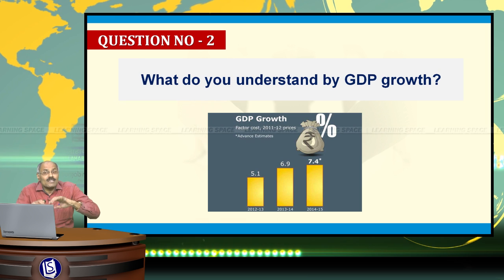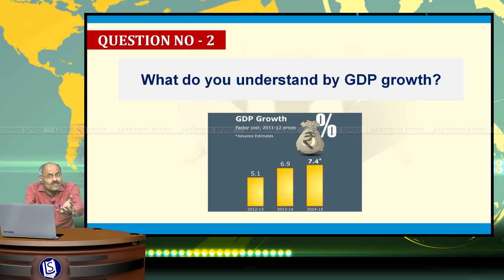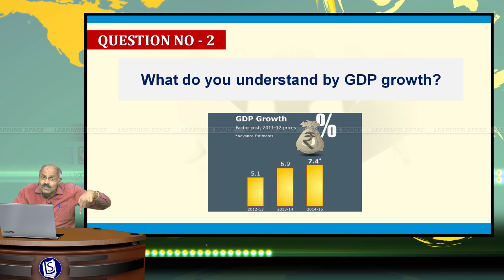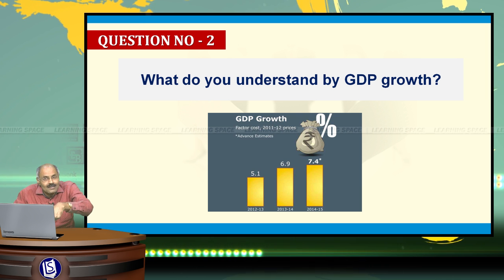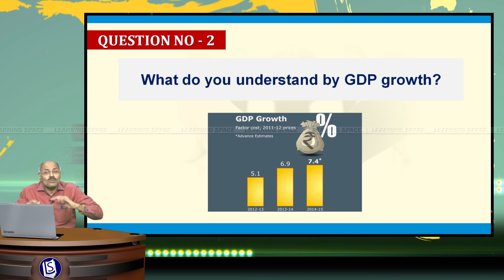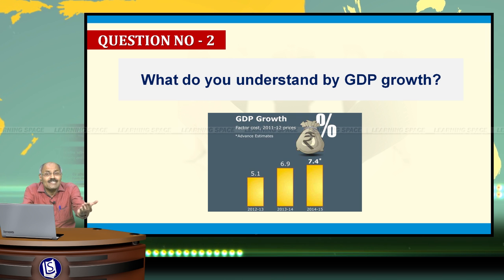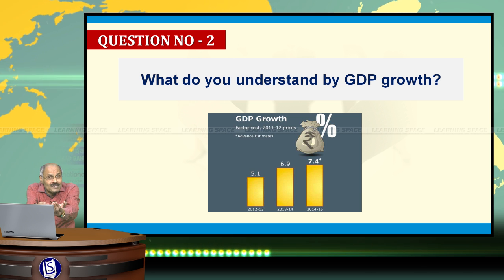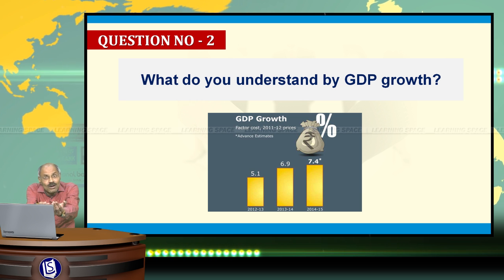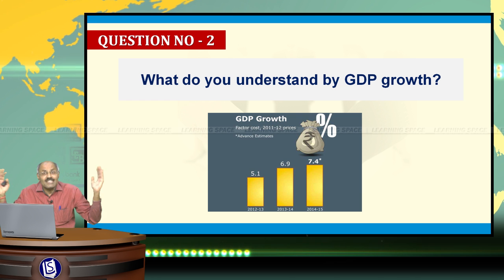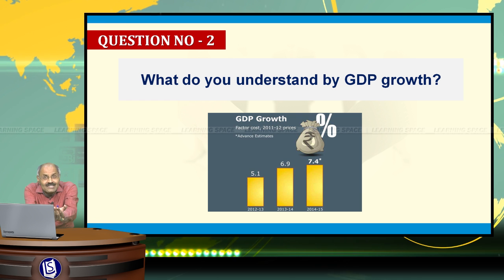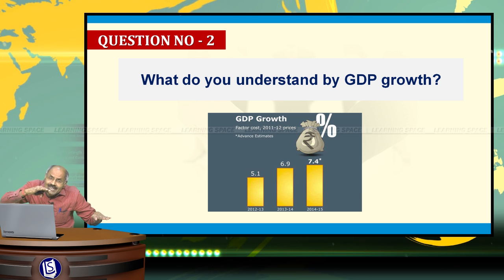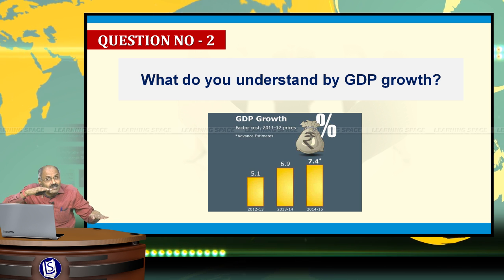Let us look at the second question. What do you understand by GDP growth? Let us look at GDP. What is GDP? GDP is gross domestic product. Gross domestic product is the total value of goods and services produced within the geographical boundary of the country, and when it increases in comparison to the corresponding period last year, that is GDP growth.